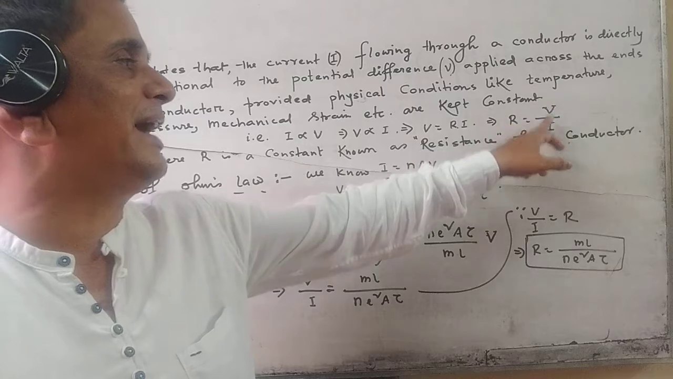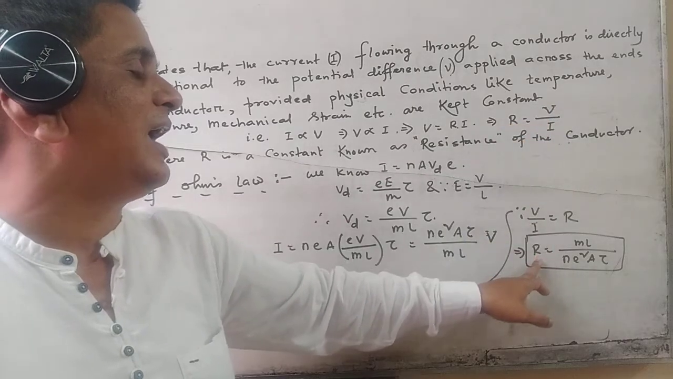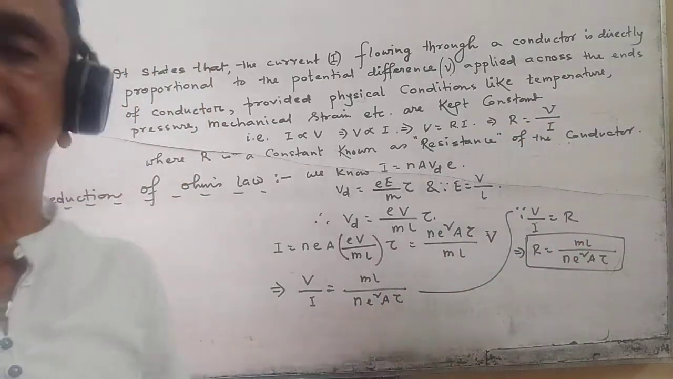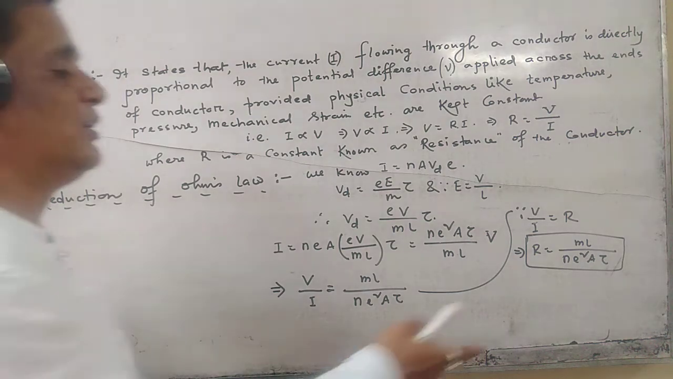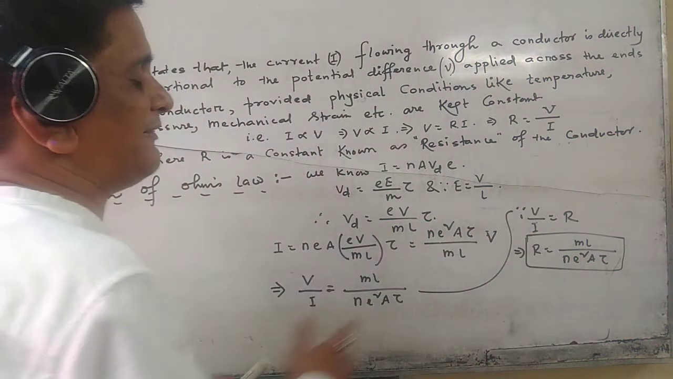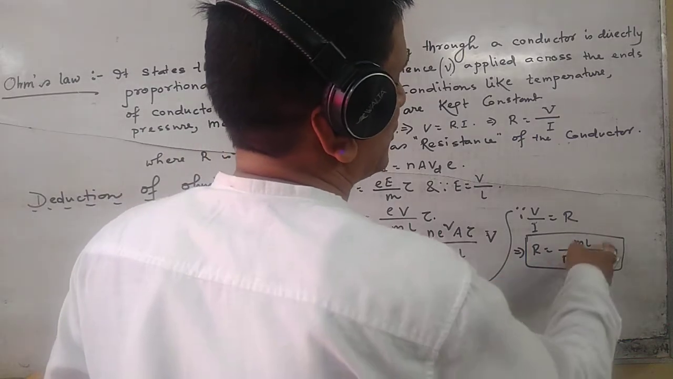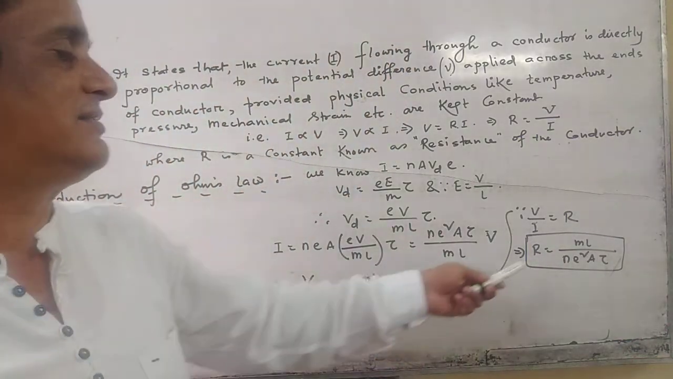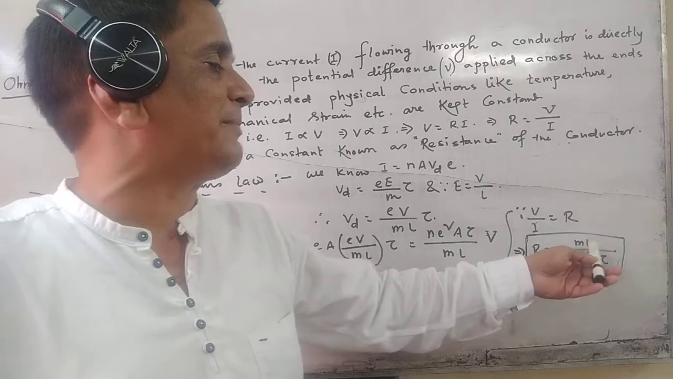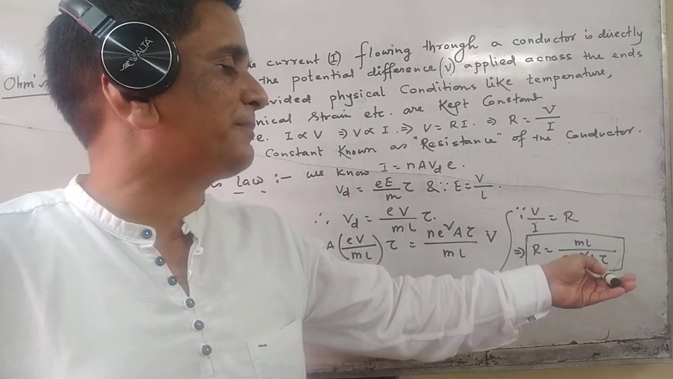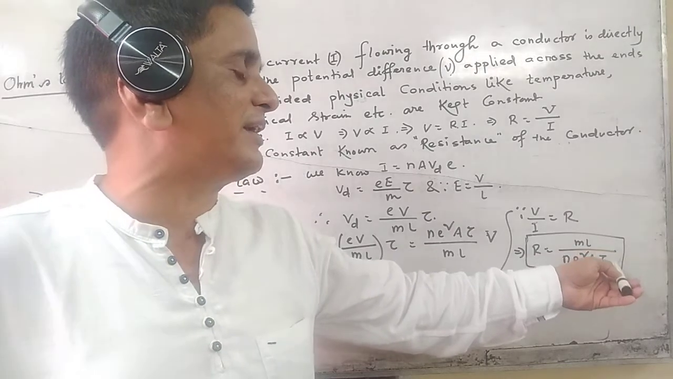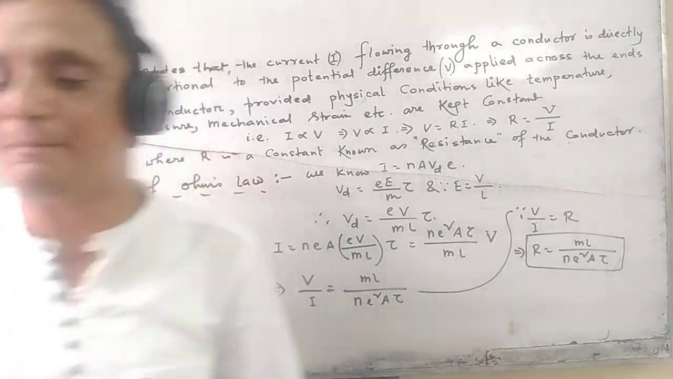But we know V by I equals how much? R. So the value of R is how much? mL divided by n e squared A tau. Is it clear? And from the value of R, we come to say that this resistance depends upon the length of the conductor, the area of cross section of the conductor, and the relaxation time. That means about the temperature.